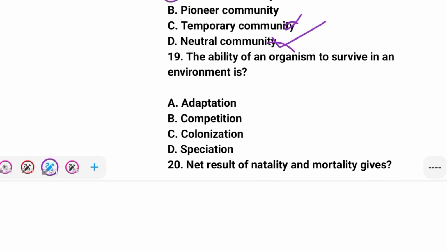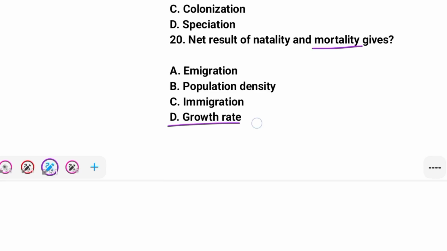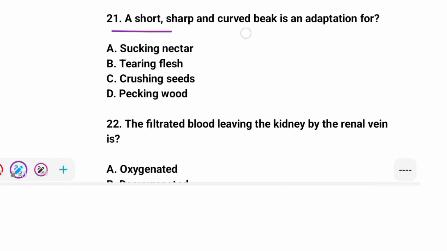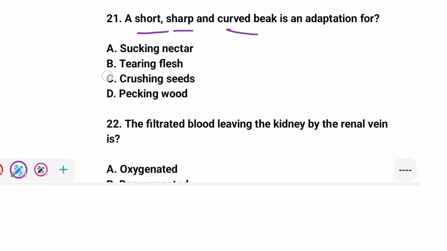The ability of an organism to survive in an environment is called adaptation. The net result of natality and mortality gives what? So natality is like birth rate, mortality is death rate. So if you add or subtract the two, you get what is called growth rate. Now on to number 21. A short, sharp and curved beak is an adaptation for dash. Now once you see short, sharp and curved, what should come to your mind is the beak of an eagle. Eagles are carnivorous in nature and they majorly use their beaks for tearing flesh. So the answer is for tearing flesh.